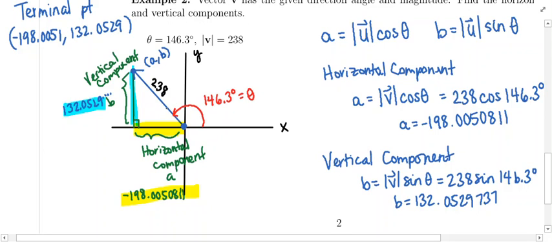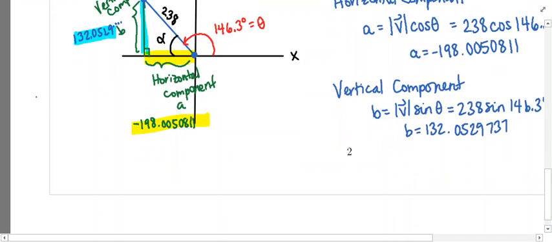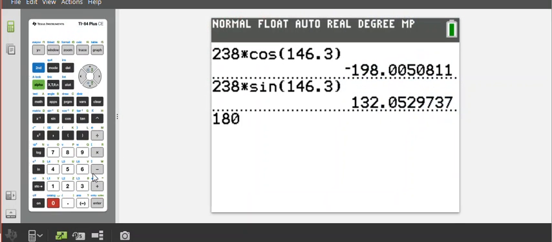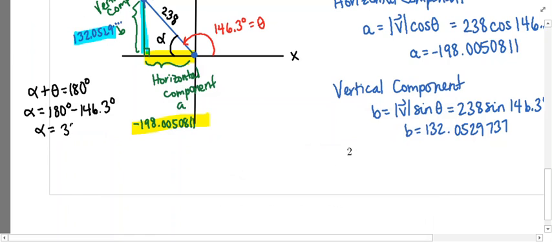If you look at the right triangle that I've drawn, theta is not inside the triangle. What you have is this angle alpha, and alpha plus theta should give you 180 degrees. So the angle inside the right triangle is 180 degrees minus the theta value, which is 146.3 degrees. If you do 180 minus 146.3, that gives you an alpha value of 33.7 degrees.